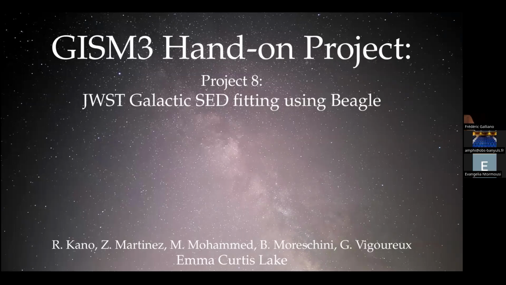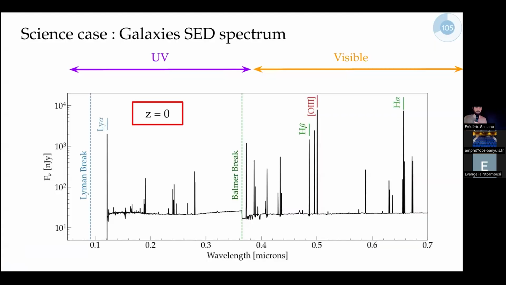So we are project 8. We are working on JWST galactic spectral SEDs, and we are trying to fit them using Beagle. To be even more clear, this is an example of a galactic spectrum. It's one from Beagle, and it's z equals 0. That's why you have a part of it in UV and the other part in visible. Some interesting things on that.